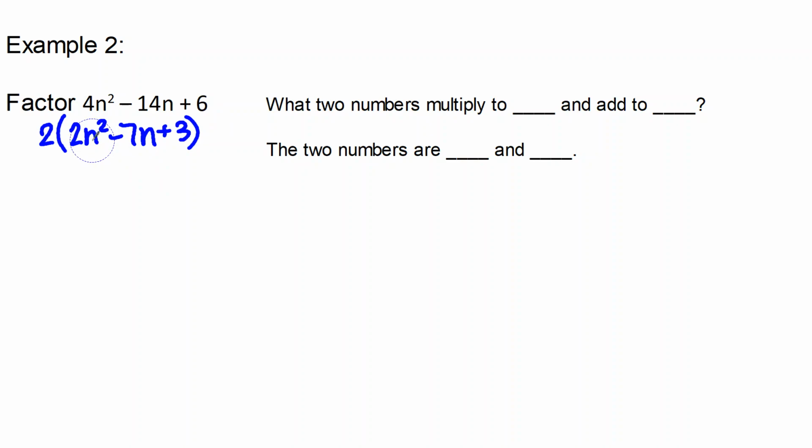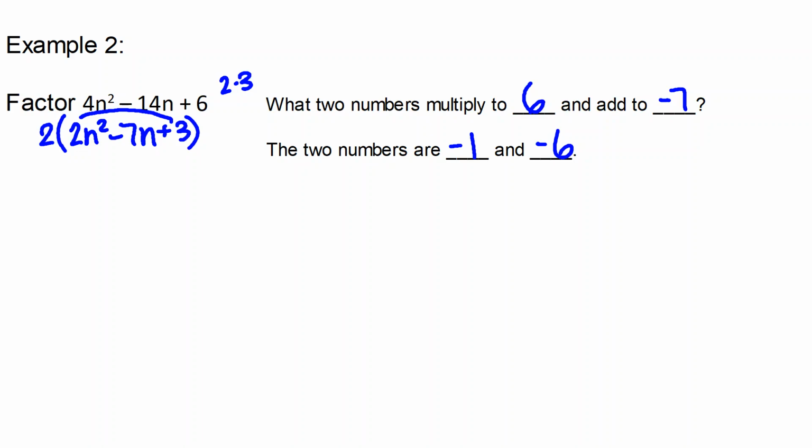Okay, so I need to find factors of 2 times 3, which is 6. So factors of 6 that add to negative 7. Okay, I'm looking for 2 negative numbers, because 2 negative numbers will multiply to a positive and then add to a negative. So numbers that multiply to 6, I'm thinking -1 and -6.